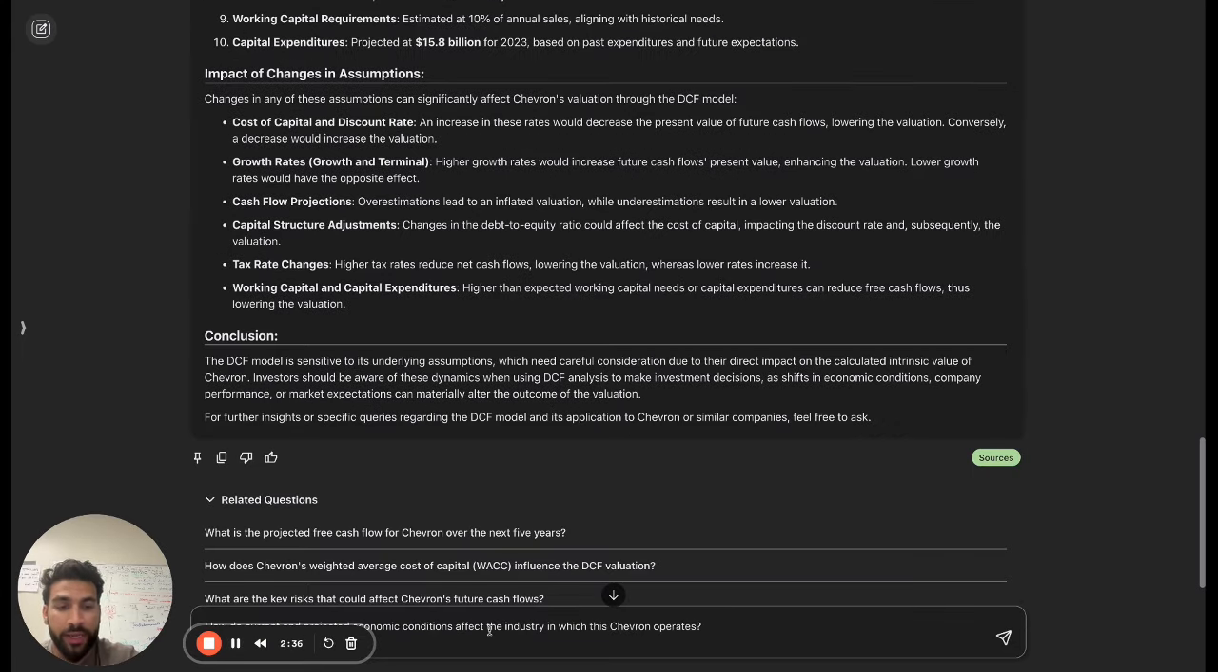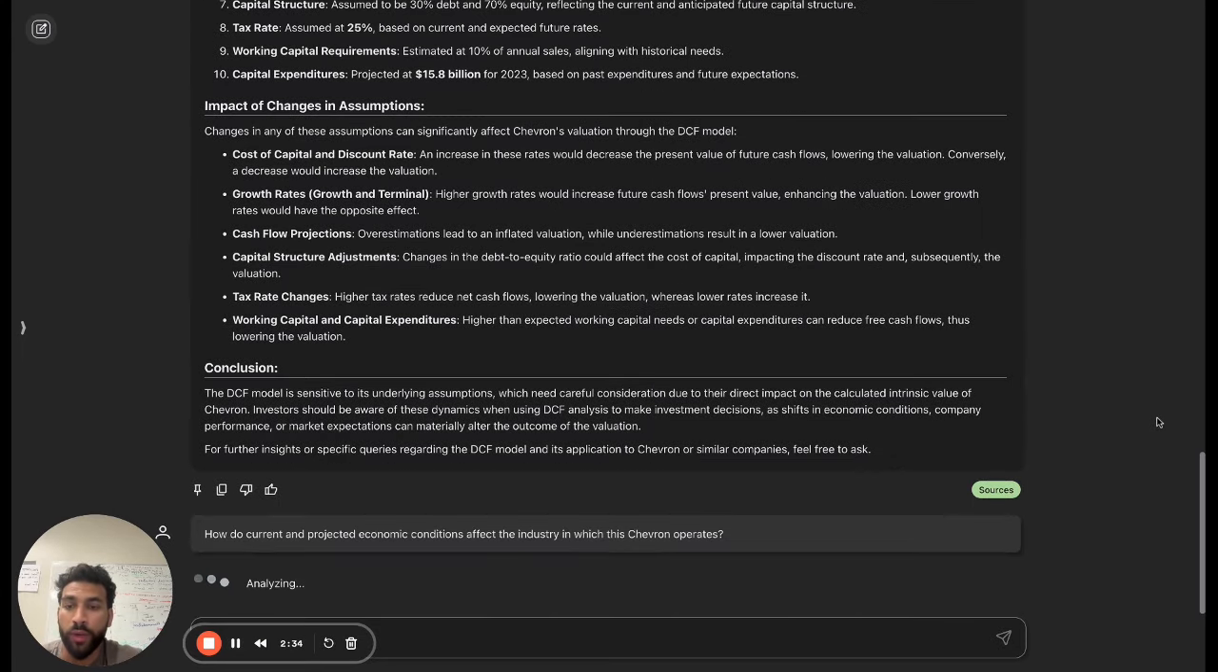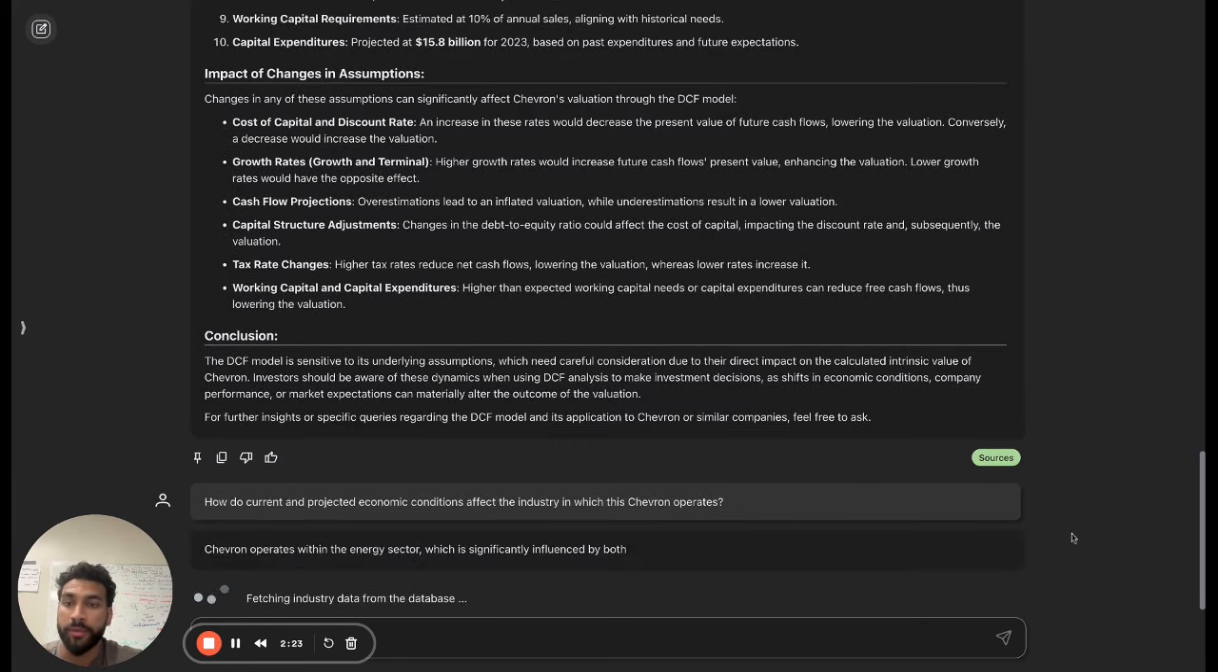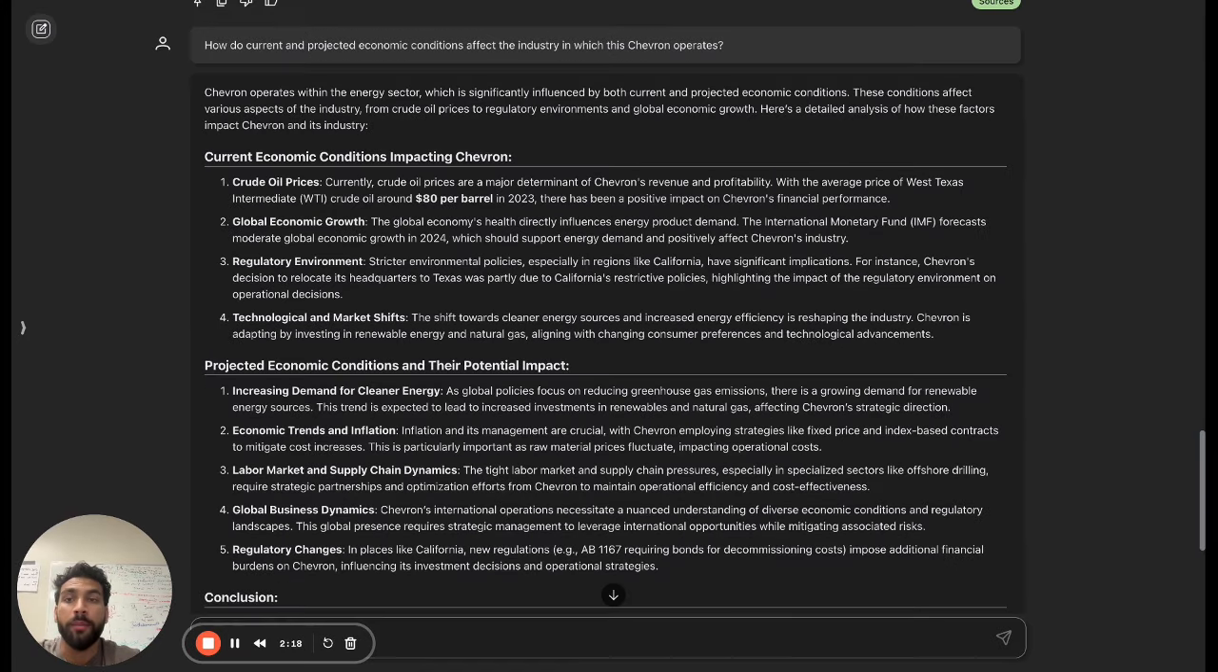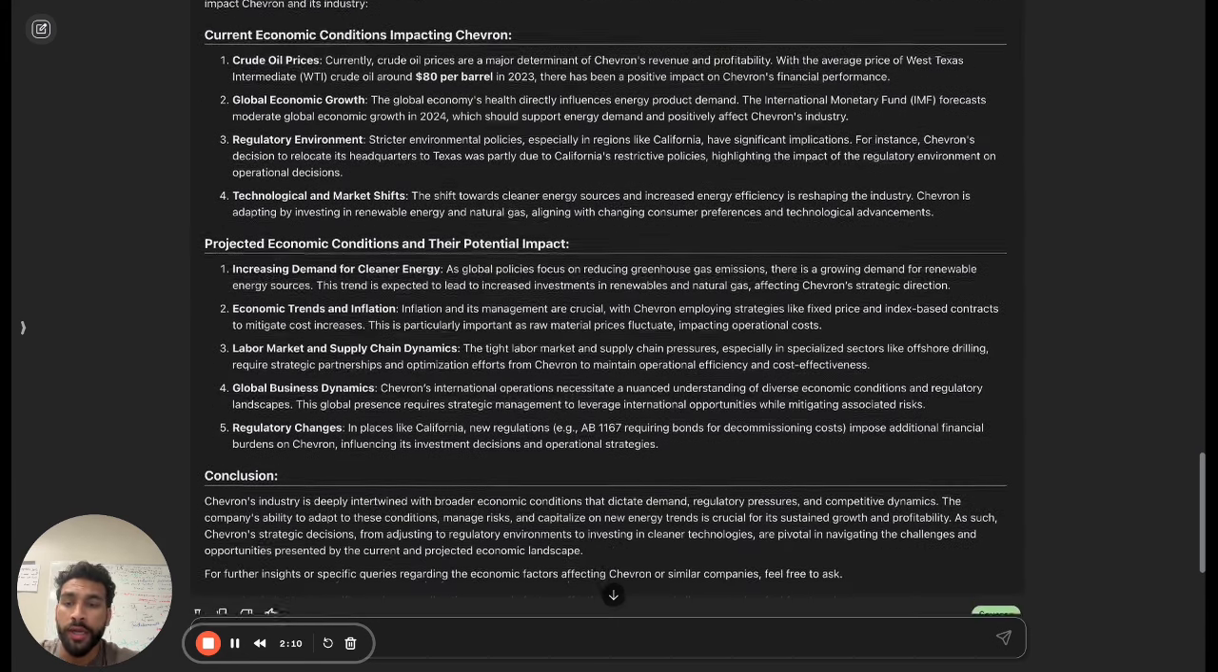Now, moving on to economic analysis, we can ask the question of what are the current and projected economic conditions that affect the industry in which Chevron operates. It'll give us a lot of economic metrics. You can see the current economic conditions that are impacting Chevron, as well as the projected economic conditions that will impact Chevron in the future. So this is just great to see from an economic analysis perspective.